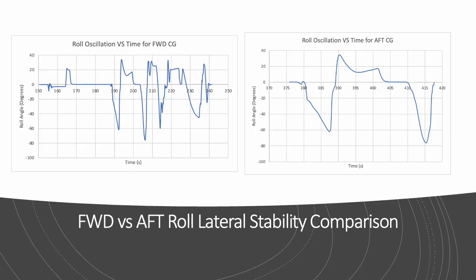For the aft CG, following the initial large roll disturbance around 380 seconds, the aircraft exhibits a significant roll excursion, reaching a negative roll angle of over 60 degrees. The recovery to a near-zero roll angle appears to be relatively slow, taking approximately 25 to 30 seconds. There's also a noticeable overshoot and a smaller secondary oscillation during this recovery.